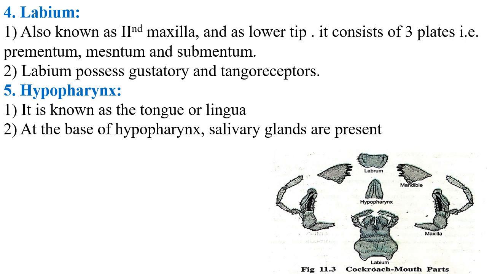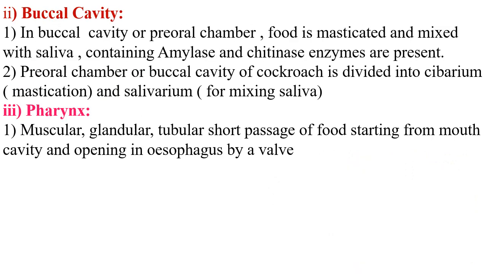And the fifth component is the hypopharynx. Now hypopharynx is also known as tongue or lingua, as it is in Latin. Simply it is the tongue. At the base of hypopharynx, salivary glands are present which pour their secretion in the buccal cavity, and that will help in the process of digestion of food material within the buccal cavity. Thus the second component of the digestive system is the buccal cavity.